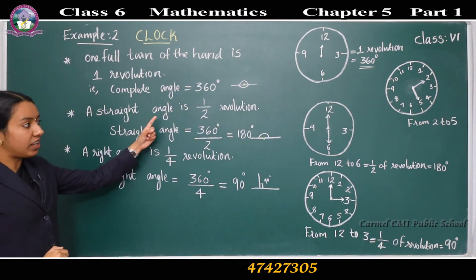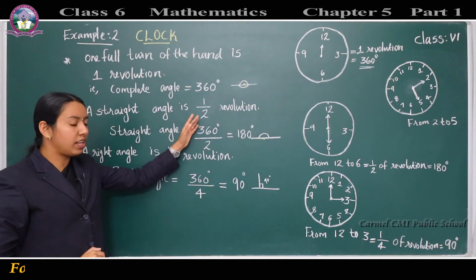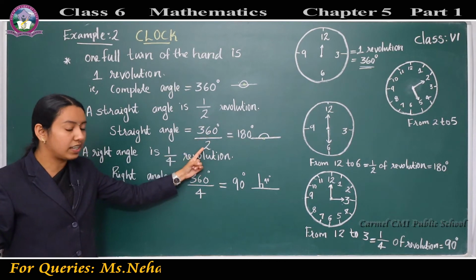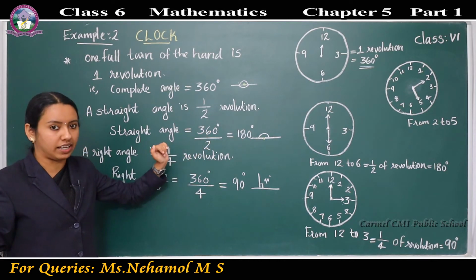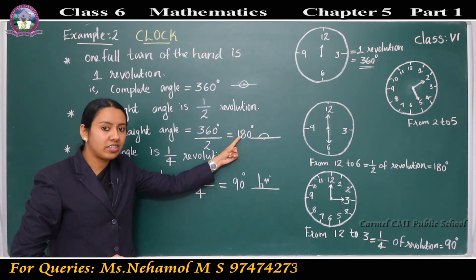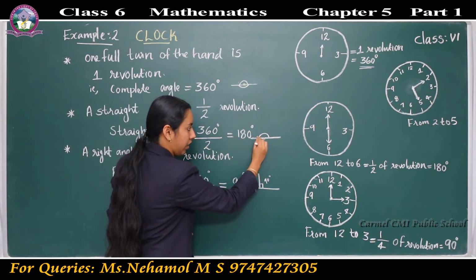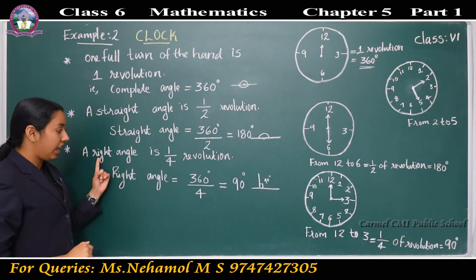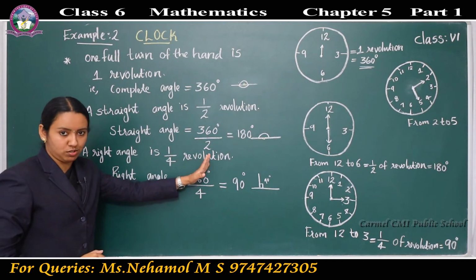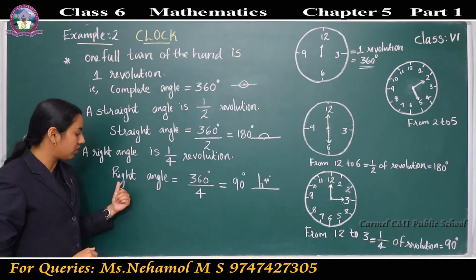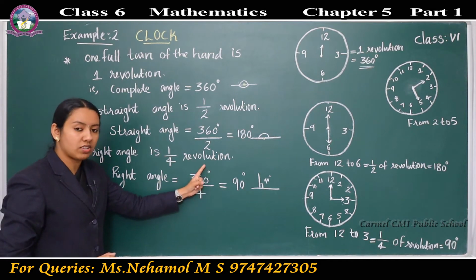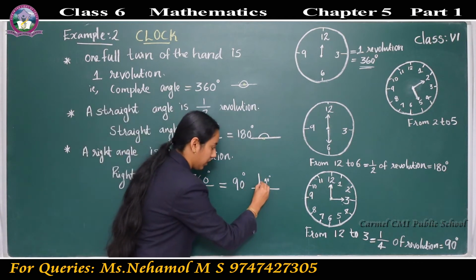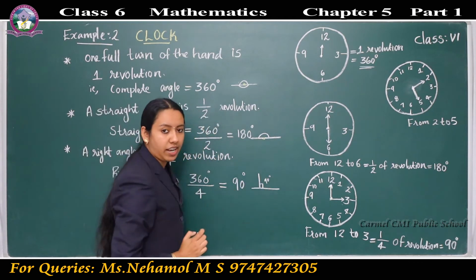Then a straight angle is a half revolution. Straight angle value is equal to 360 degrees by 2, half of a complete angle, that is 180 degrees. Then next one, right angle. A right angle is 1/4 of a revolution. Right angle value is equal to 360 degrees by 4, that is equal to 90 degrees. Here the angle formed will be 90 degrees.